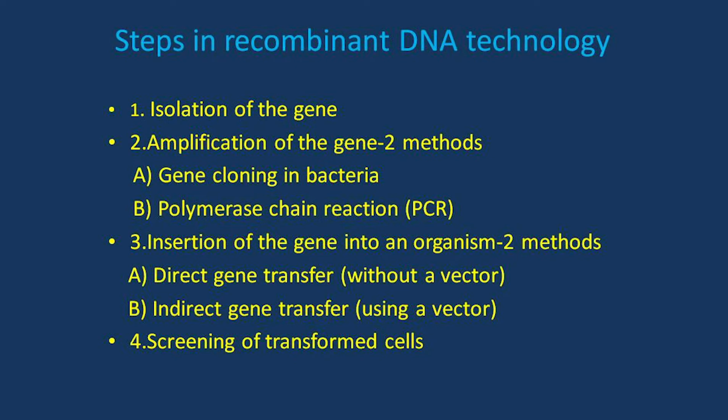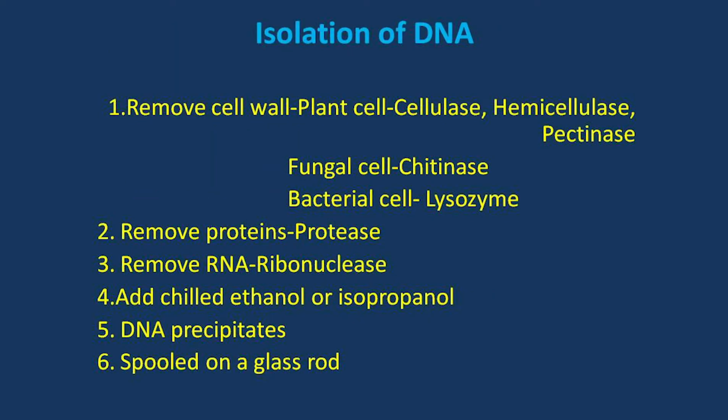We can either use antibiotic resistance genes as marker genes, or you can use the green fluorescent protein gene, which is obtained from jellyfish, as the marker gene, and the luciferase gene from firefly as the marker gene. So these are the four steps in genetic engineering. Now let us look at the first step in genetic engineering, isolation of the gene.